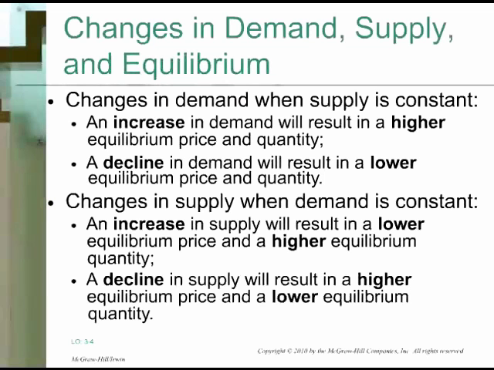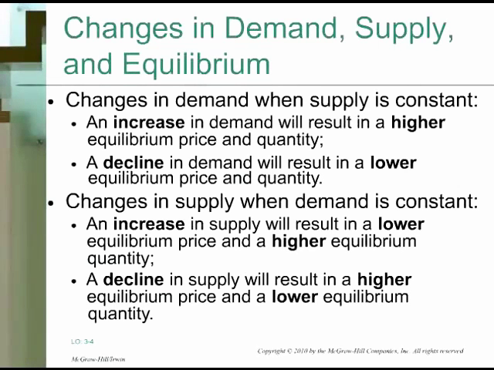Changes in demand and supply will affect equilibrium price and quantity. Let us consider them one at a time. Changes in demand when supply is constant. An increase in demand will result in a higher equilibrium price and quantity. A decline in demand will result in a lower equilibrium price and quantity.